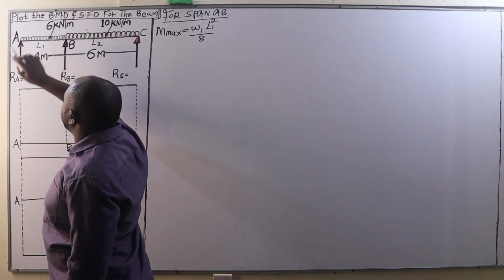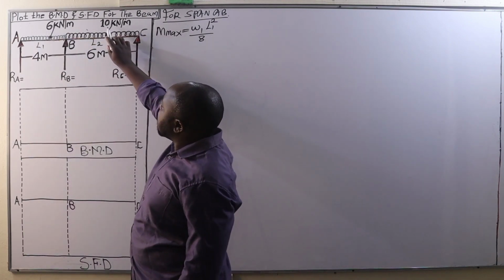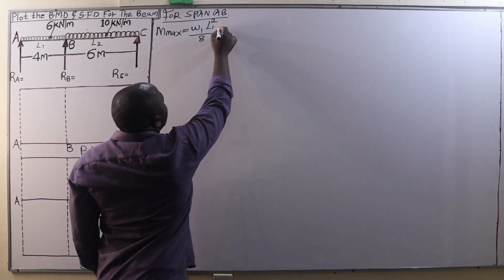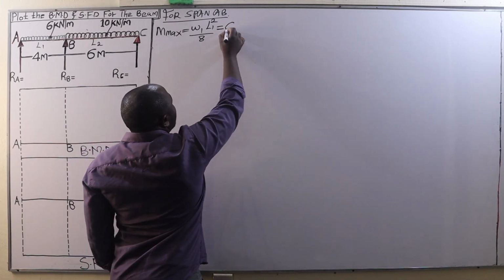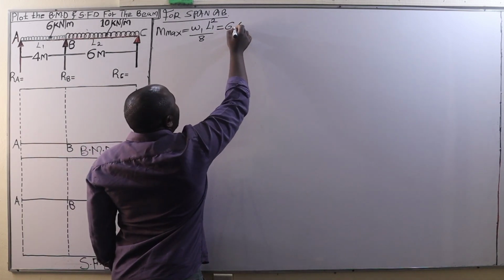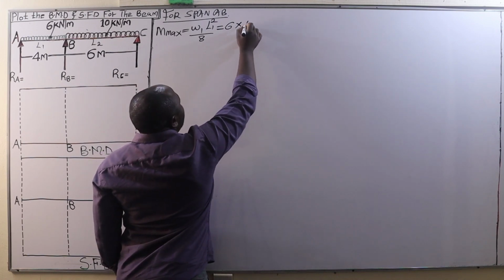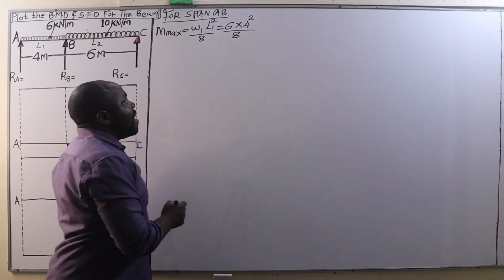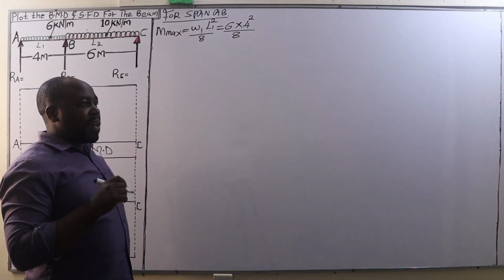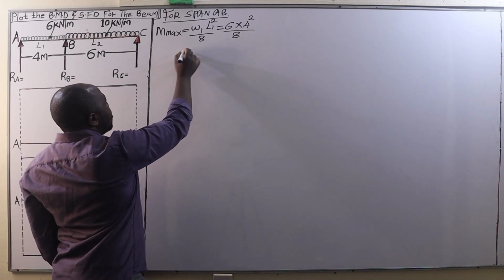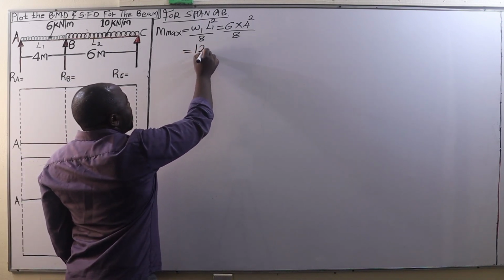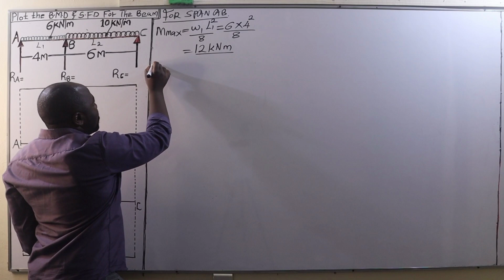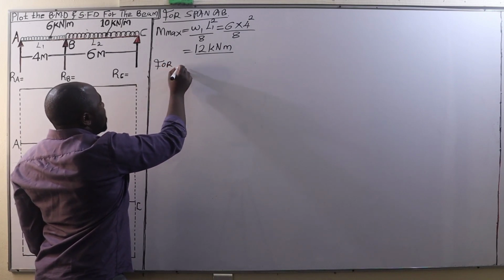W1 is this 6 kilonewtons per meter. W2 is this 10 kilonewtons per meter. W1 is 6 kilonewtons per meter. The span L1 is 4 meters. Therefore, 4 squared, we divide this by 8, and that's going to give us a maximum bending moment of 12 kilonewton meter. Then we go to the span B to C.